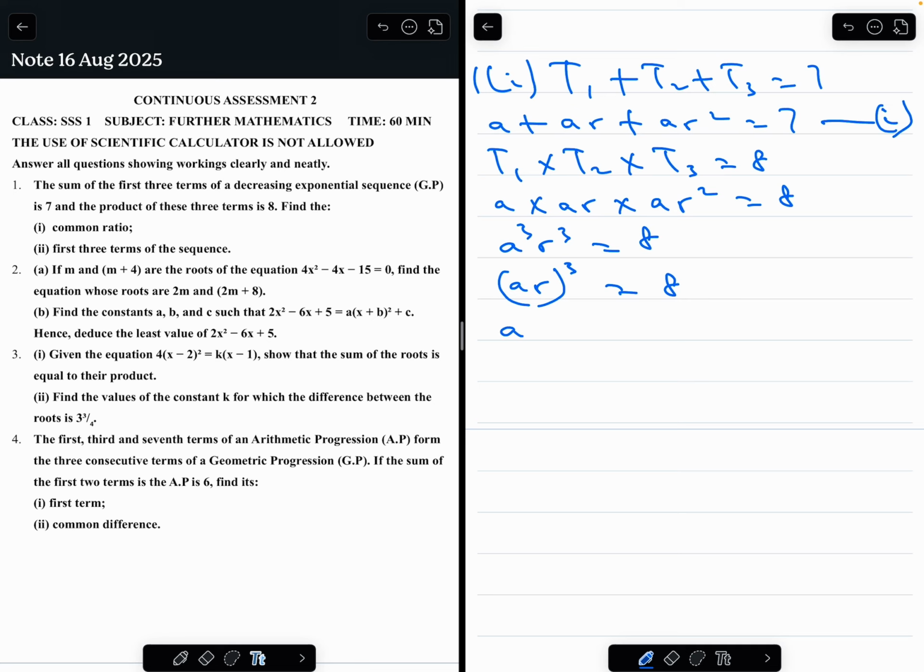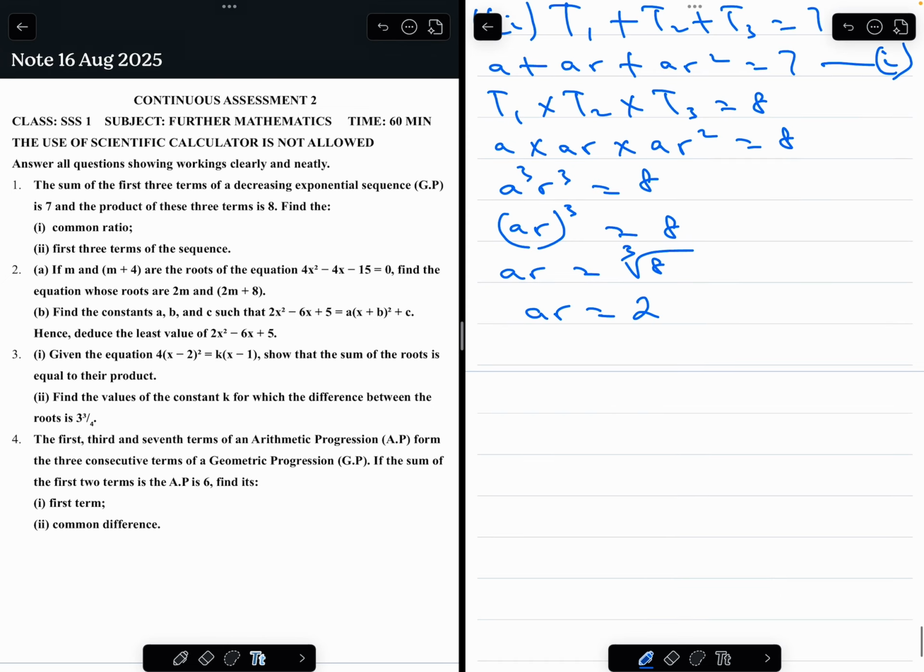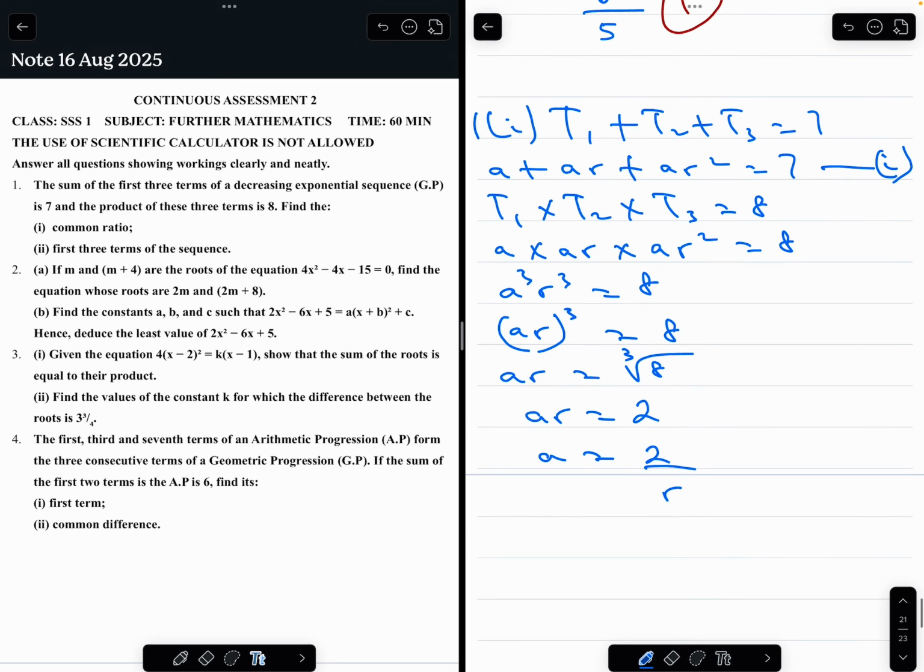If you find the cube root of both sides, AR equals the cube root of 8, which simply means AR equals 2. And that means A is equal to 2 over R. Now that I know A, I can put A in equation 1.